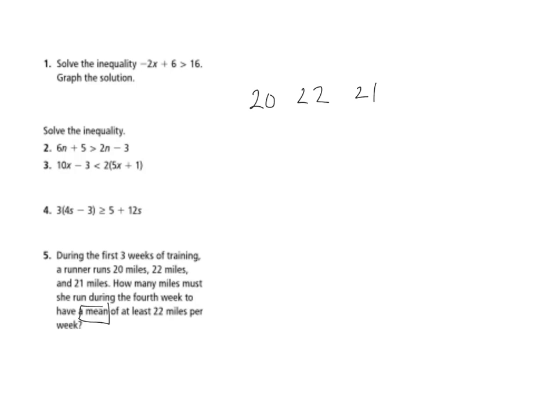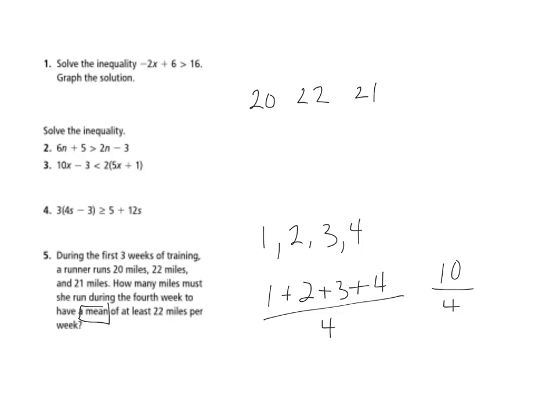The mean is the average. The way that we find the average, let's say I'm going to say, what is the average of the numbers 1, 2, 3, and 4? To find the average, you would add them up and then divide by how many inputs you have. And so this would be 10 divided by 4, which is 2.5 would be the mean, or the average. So let's use that here.